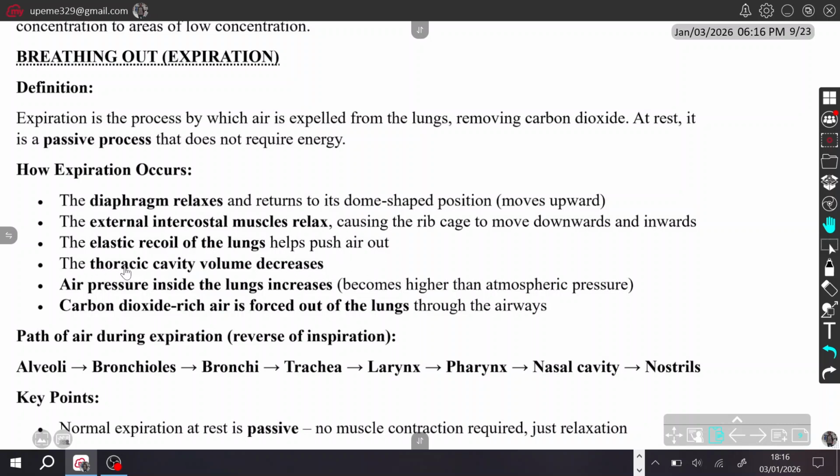So the thoracic cavity volume decreases. Volume decreases inside there, and air pressure inside the lungs increases. So that is what will happen. The pressure inside becomes higher than atmospheric pressure. What happens? Carbon dioxide-rich air is forced out of the lungs through the airways. So because of that process, carbon dioxide will come out.